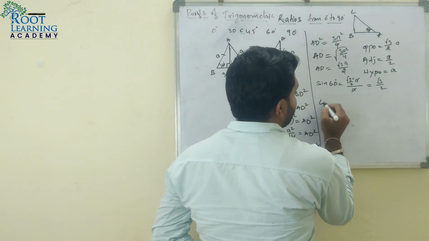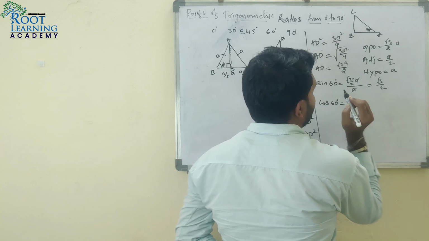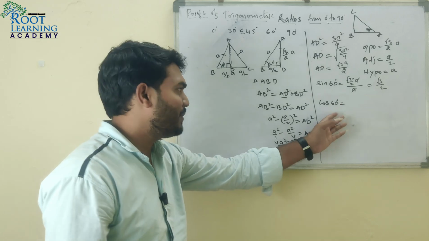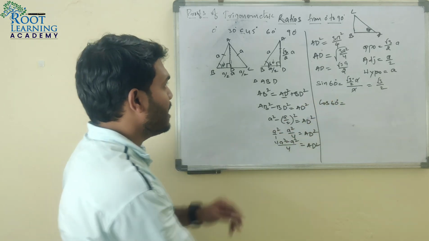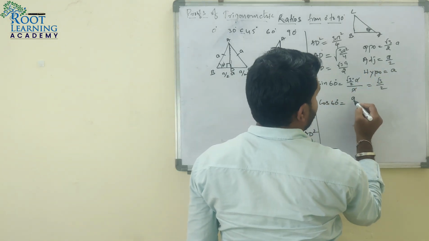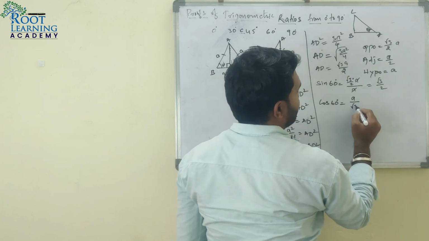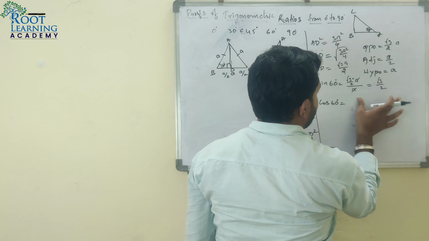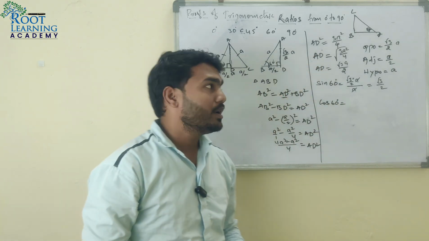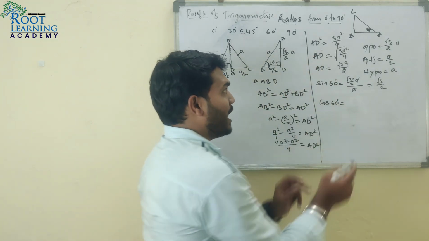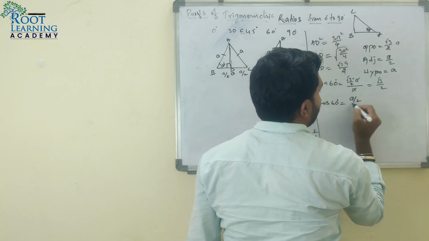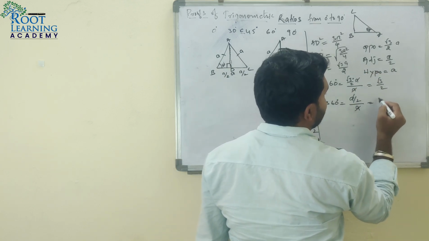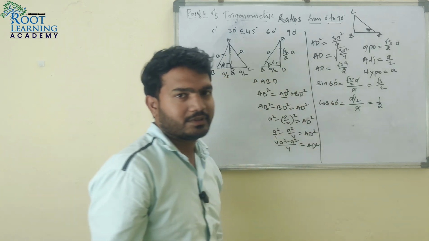Next, cos 60 degrees. In cos 60 degrees, it is adjacent by hypotenuse. First of all, cos theta is equal to adjacent by hypotenuse side. Adjacent is what? A by 2. And hypotenuse side is what? A. So A cancels, that is equal to 1 by 2.